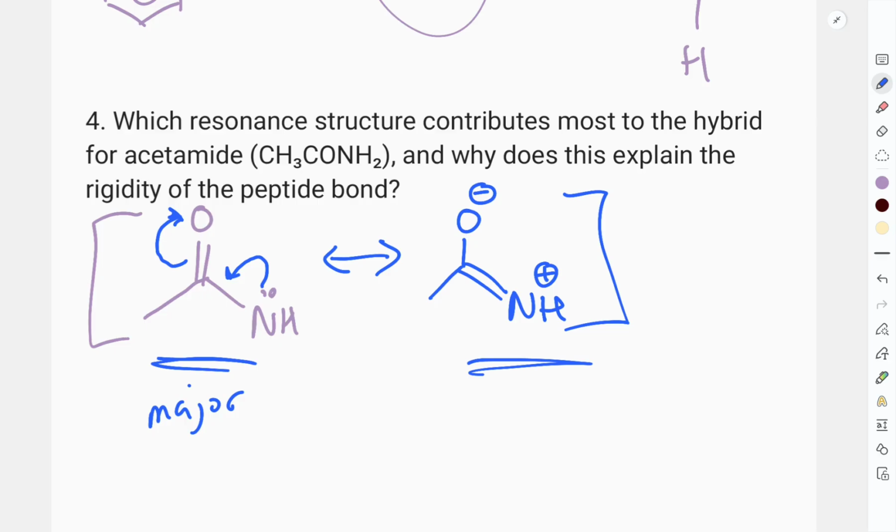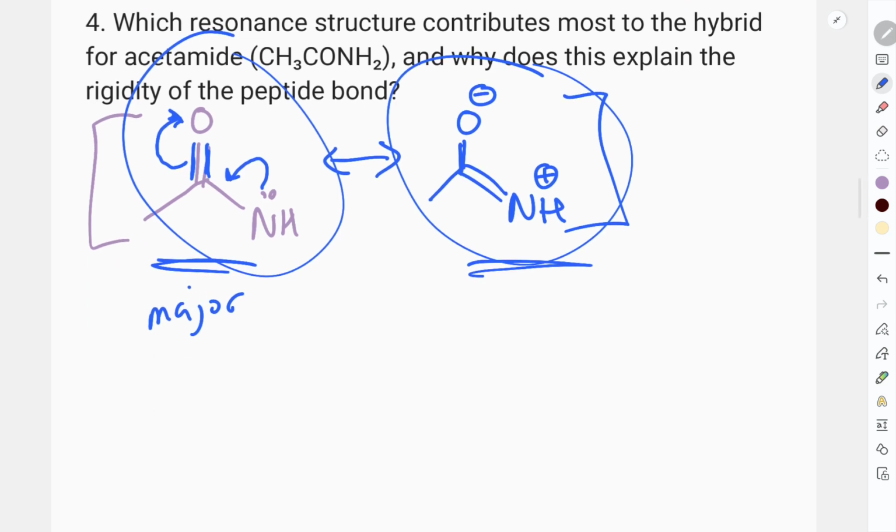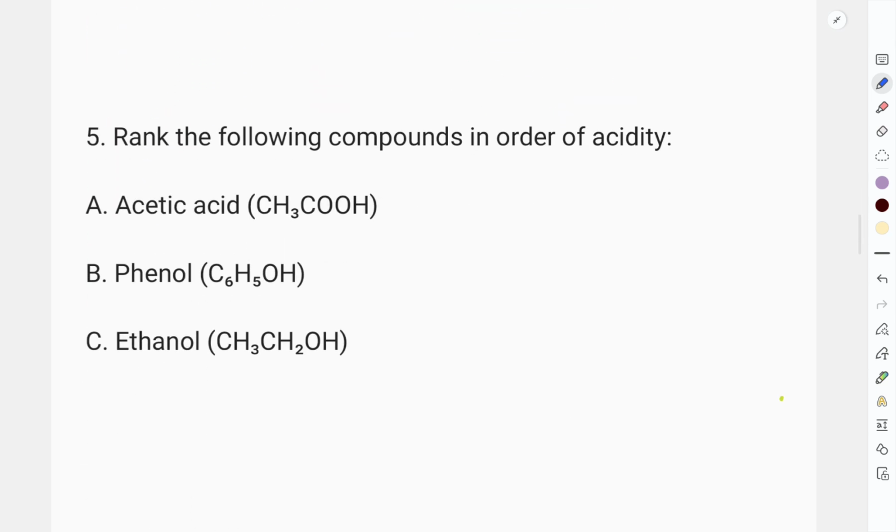Now, for this structure, we need to make sure that it is a hybrid between these two. The molecule is a hybrid between these two structures. So, if we have a double bond here and oxygen has a positive charge here, we need to remember that double bonds can't rotate like single bonds. So if there's a hybrid between these, it cannot rotate. And that's why it's rigid.